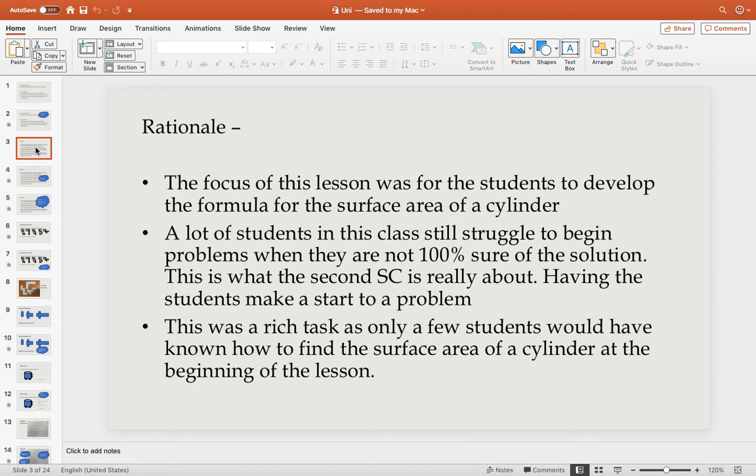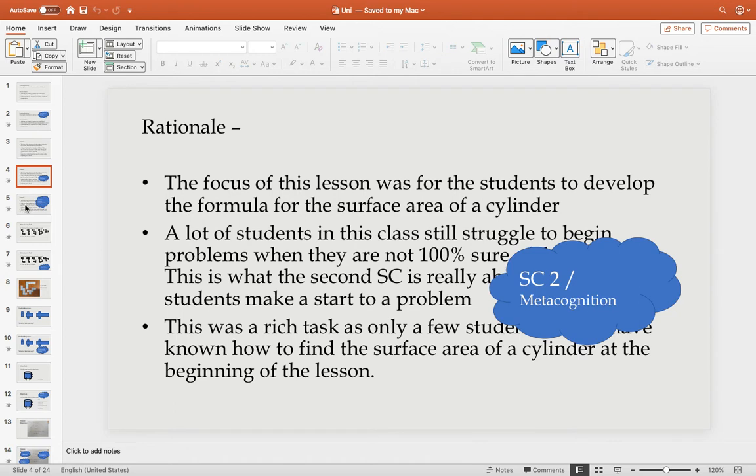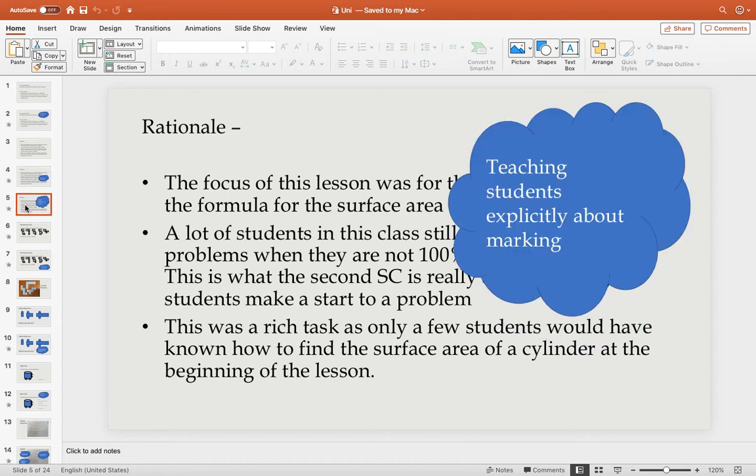As I said, it was a rich task because the students weren't sure about how to do it. And that second success criteria is really about that metacognition. It's about, this is how we do maths. This is what we have to do. We have to make a start with questions. We have to think about the question. We have to set up that strategy. So that was why that was an important situation. And also teaching students explicitly about how things are marked in the HSC, how things are marked in Year 10 tests. This would be aimed at a Year 9 or Stage 5 class, 5.2 or 5.3.